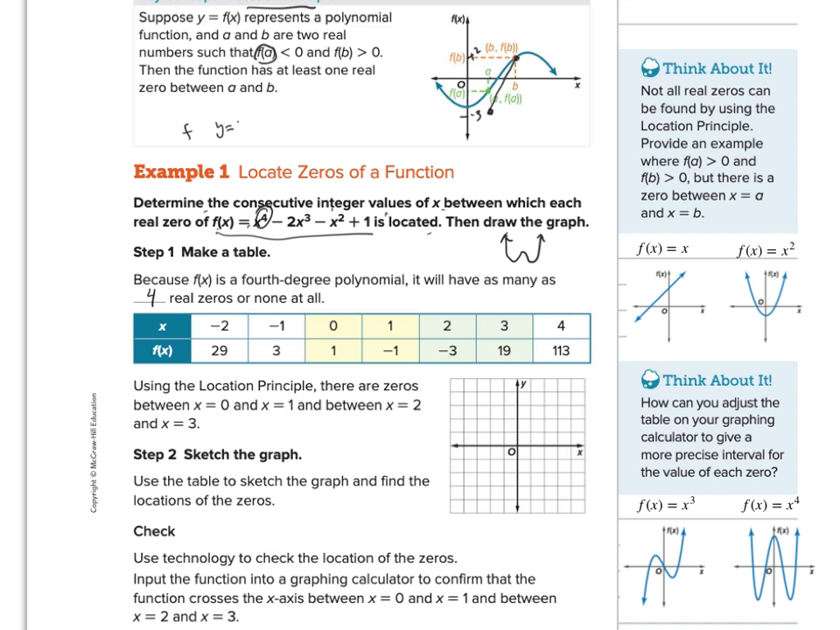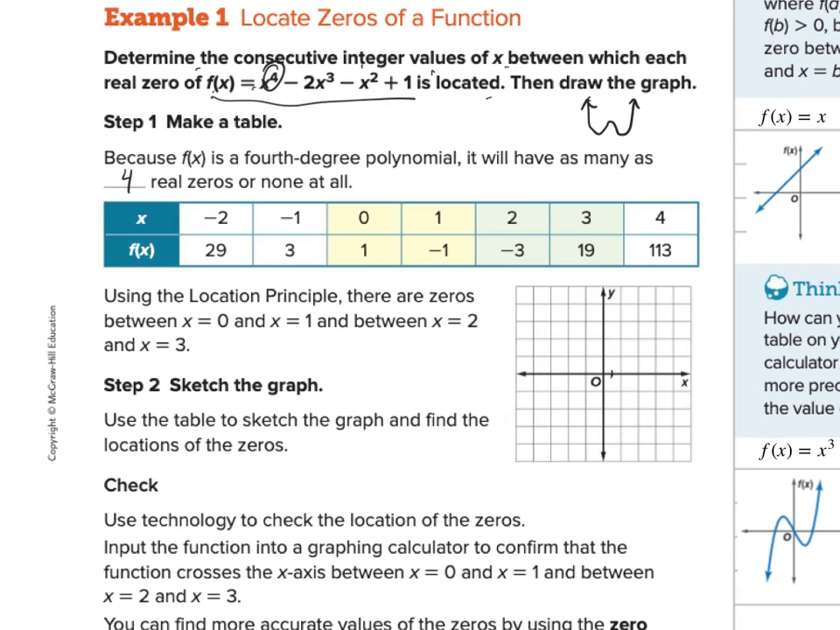But looking here, as my x values change, I have a positive y, a positive y, a positive y, and then a negative y. So right here in between 0 and 1, an x-intercept occurred. I crossed over there somewhere in between 0 and 1. Then I have a negative, and then a positive. So somewhere between 2 and 3, I crossed back over the x-axis. So that's what they're saying. We can identify those by understanding the change in y. When the y changed, we crossed over the x-axis.